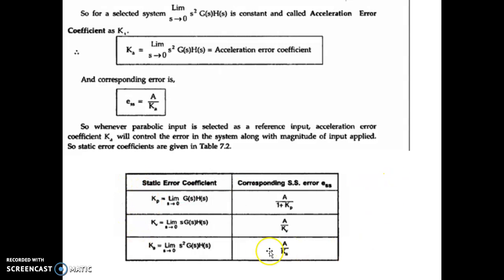So this table denotes, for all the three inputs, the corresponding steady state error equation. If Kp is the positional error constant, the steady state error is given by A divided by 1 plus Kp. For the velocity error constant, the steady state error is given by A divided by Kv. For the acceleration error constant, the steady state error is given by A divided by Ka.